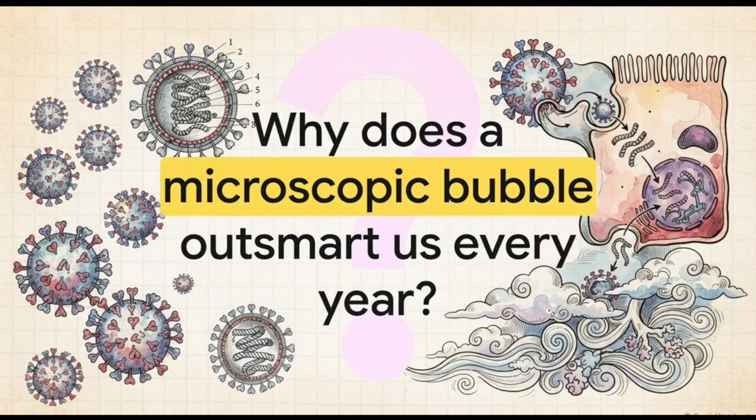It's a fascinating question, isn't it? Why does a microscopic lipid bubble keep outsmarting modern medicine year after year? Well, this virus belongs to the orthomyxoviridae family, and what's absolutely mind-blowing is that it operates with just 8 little segments of RNA. Yet those 8 tiny strands hold the exact blueprint needed to infiltrate our cells, hijack our internal machinery, and spark widespread respiratory mayhem.